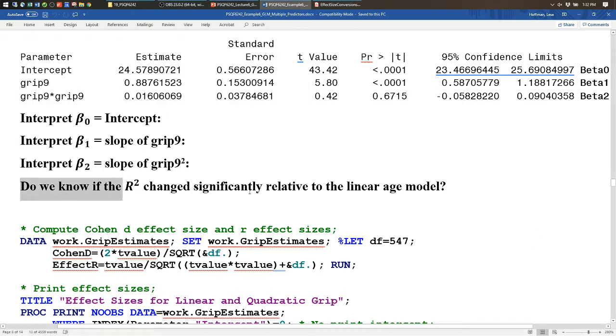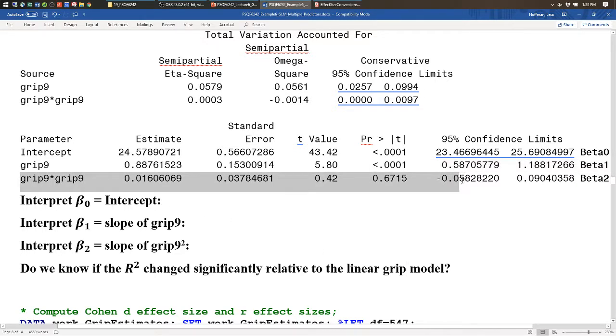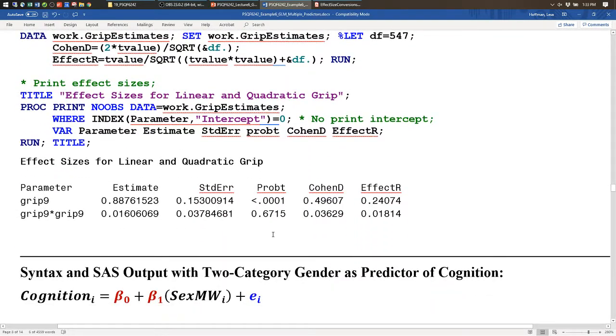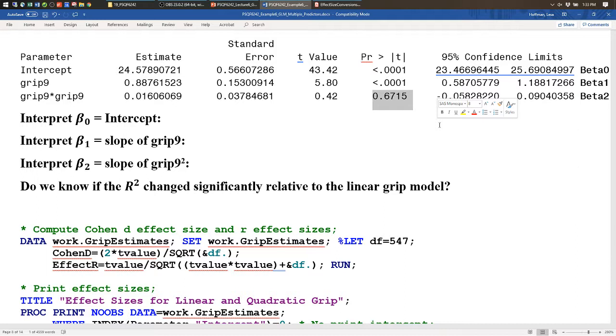And last but not least, do we know, just from this, if the R square changed relative to the linear grip model? Yes, we do know. It did not. So we don't need it. Here are some effect sizes from that result. Right there, we looked at the P. Yep. If you add one thing to the model, and that one thing is not significant, you know the R squared change that resulted from that one thing is also not significant. It's a one-to-one correspondence.